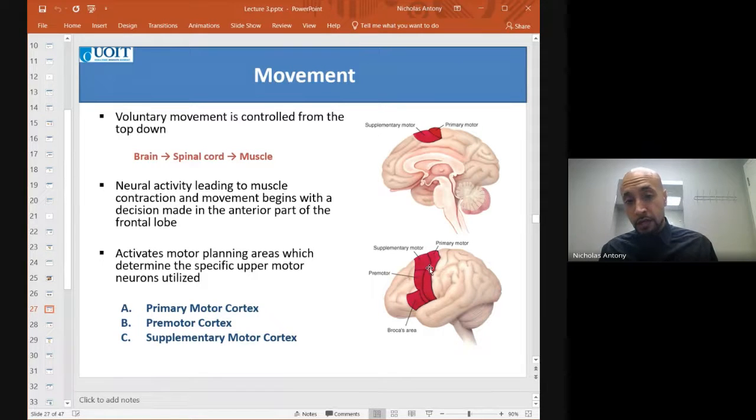This is the area that, based on a thought from the anterior part of the frontal lobe, we make a decision on what we want to do. These are the motor planning areas that help process specifically what would be involved in the movement that we want to complete. So what muscles do we have to contract, what core muscles we have to contract, and what things we need to be preparing in the background. That's completed in real time by the motor planning areas. And these are the ones that we're going to be talking about.